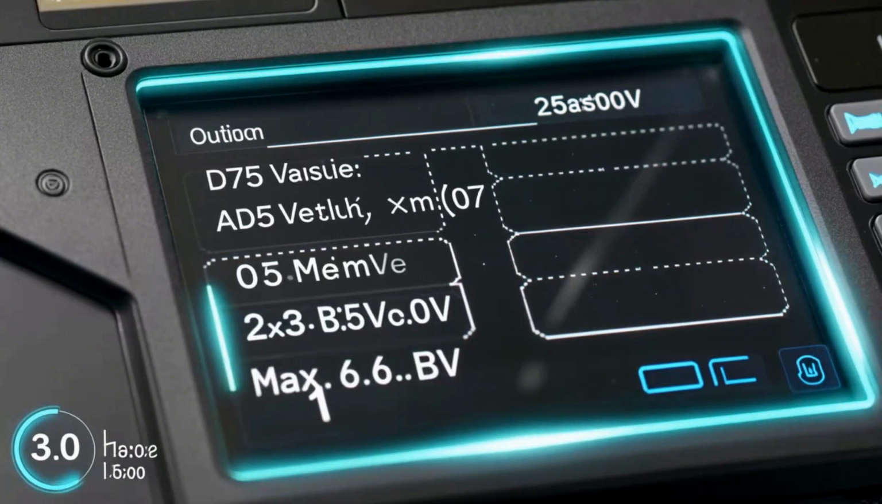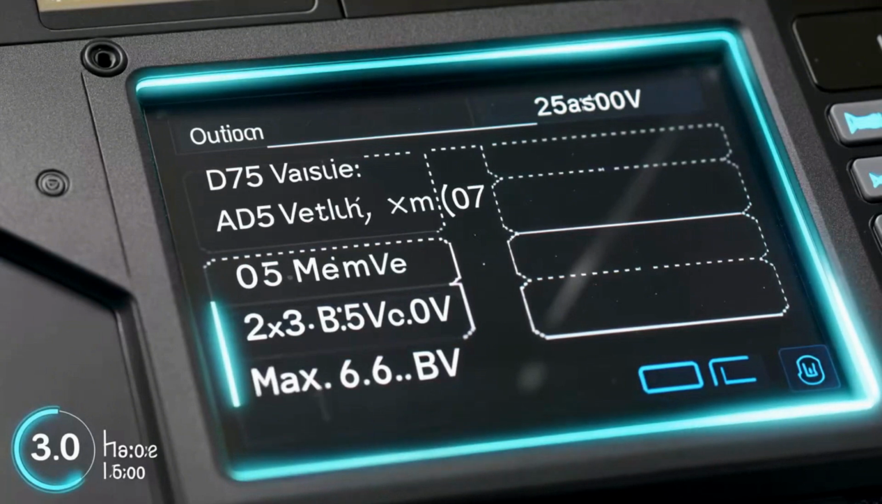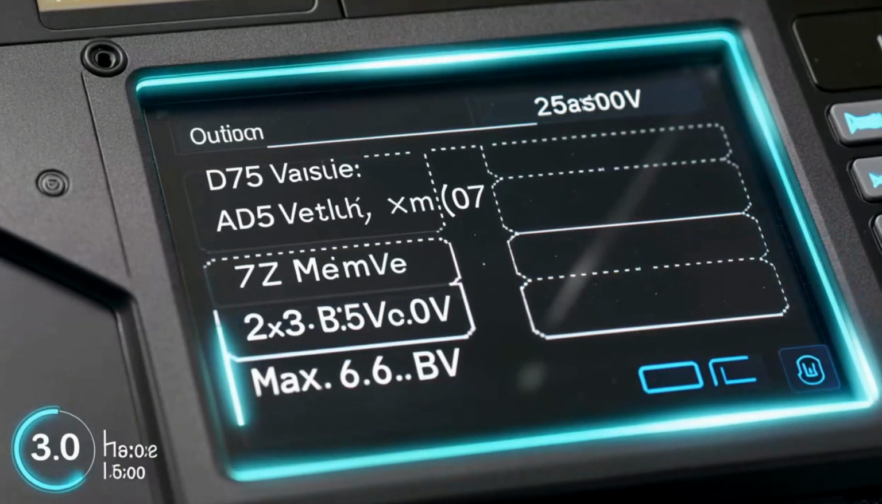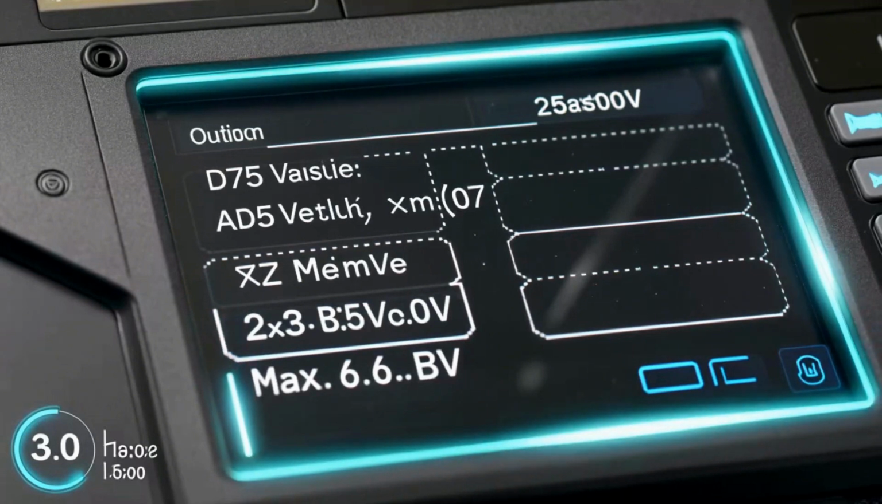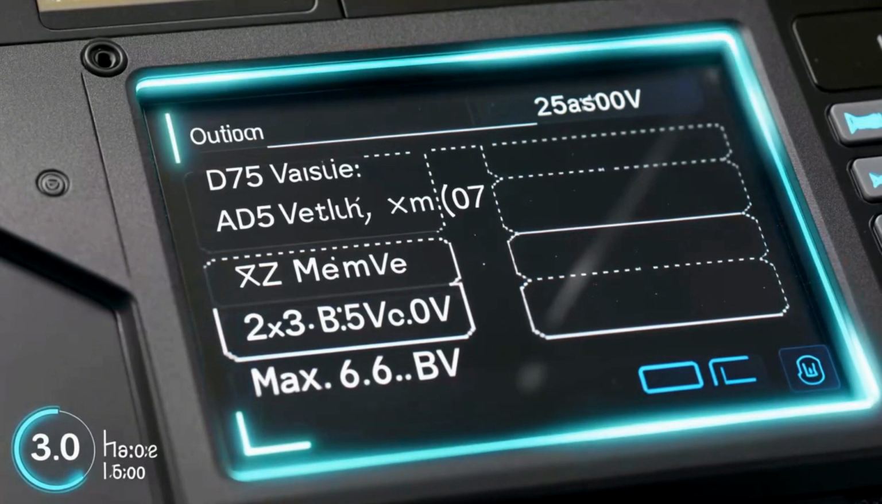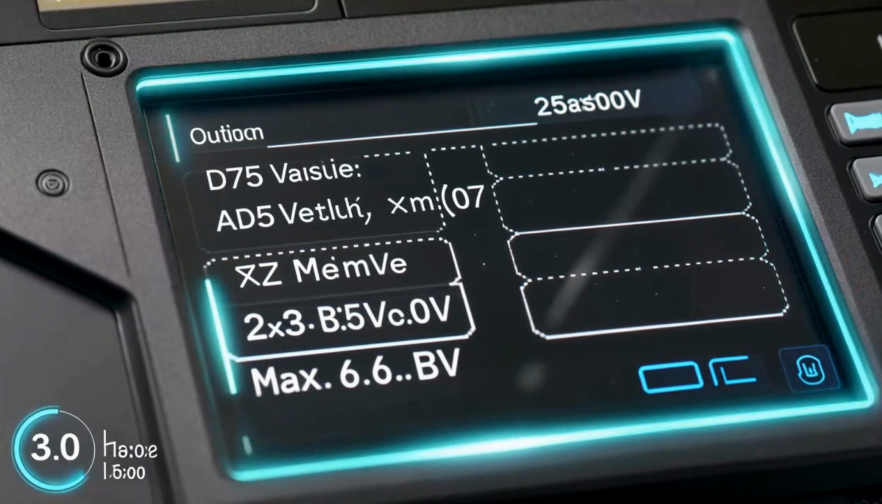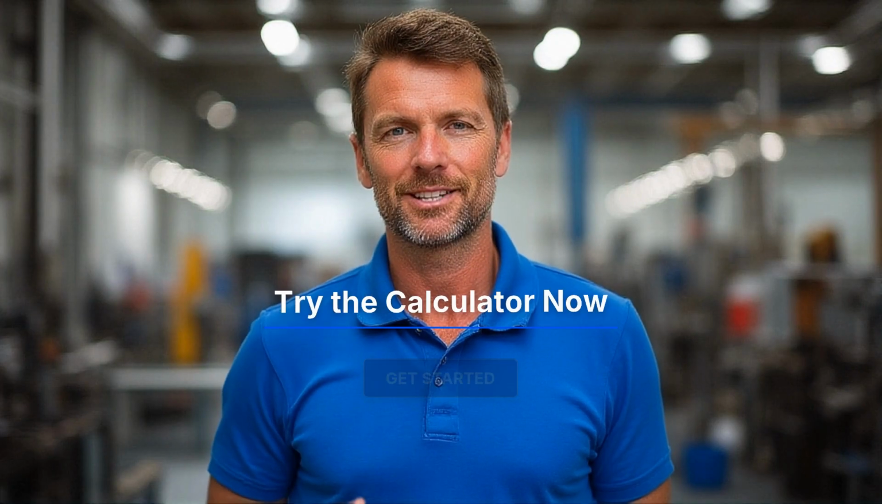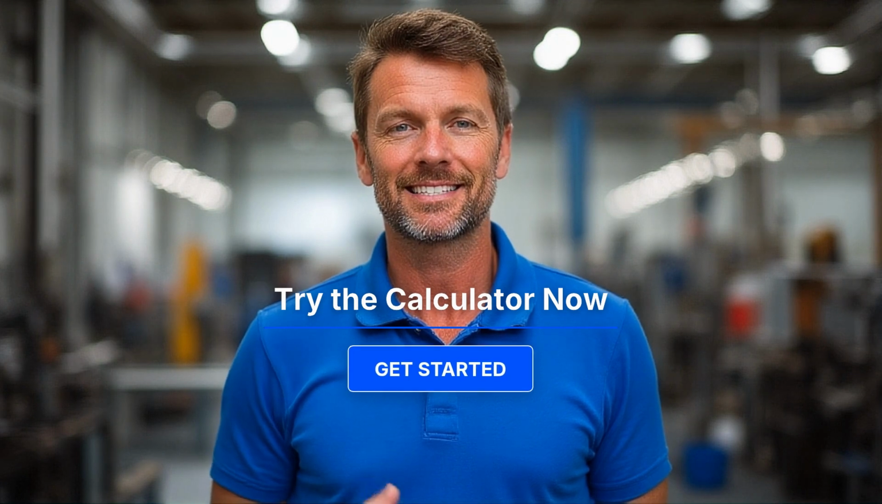The ADC resolution is 3.226 millivolts per bit, telling us the smallest voltage change our ADC can detect. The max measurable voltage is 6.60 volts, which represents the highest input voltage this configuration can measure before exceeding the ADC reference voltage. This calculator streamlines your voltage divider and ADC design process.